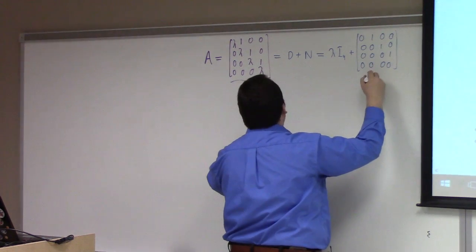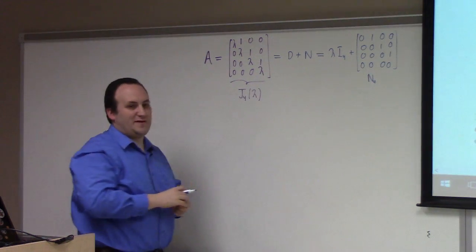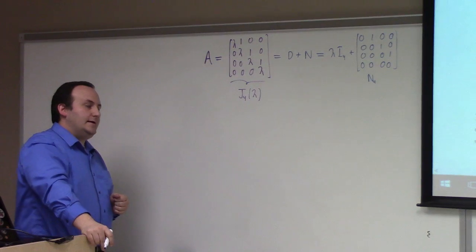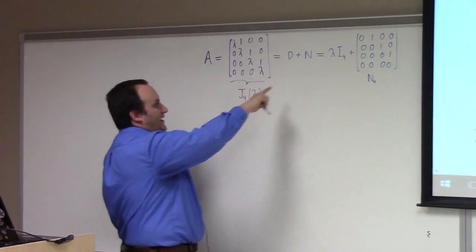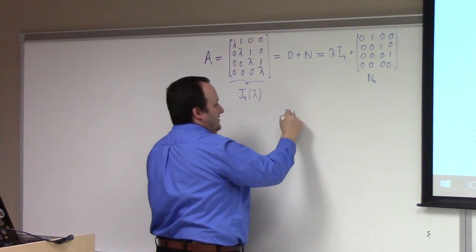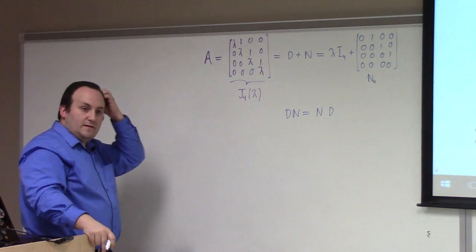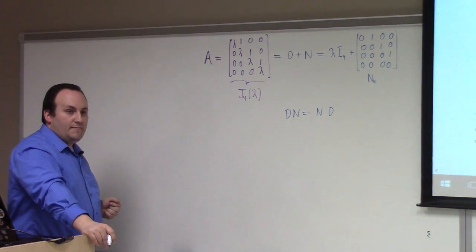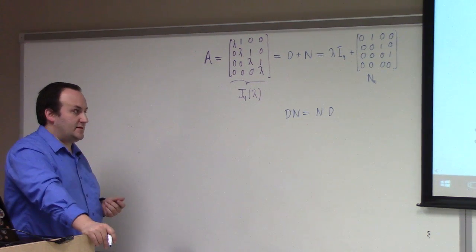I might call this N4 or something. It's the fundamental nilpotent 4 by 4 matrix. It's pretty easy to see that D times N is equal to N times D. Agree? I mean, D is a scalar multiple of the identity matrix, so it commutes with everything. That's not hard to check.